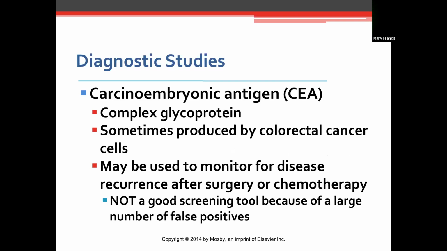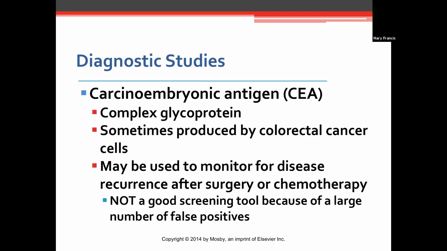The CEA, the carcinoembryonic antigen, is a complex glycoprotein produced by the CRC cells. It may be used to monitor for disease recurrence after surgery or chemo, but is not a good screening tool because of the large number of false positives. CEA levels may be increased in non-colon carcinomas, including gastric, pancreatic, lung, breast, and thyroid, as well as non-cancerous conditions such as irritable bowel, pancreatitis, cirrhosis, and COPD.